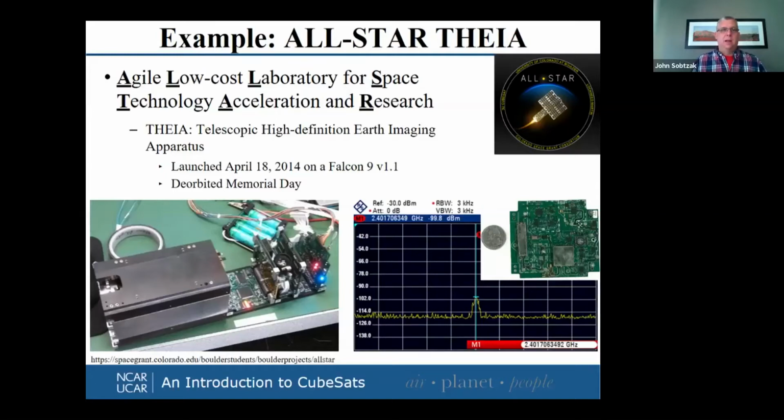It's a camera. I started working on this project in, I think, August 2011, until it launched on April 18th, 2014 on a Falcon 9. In the images on the bottom, on the far left, that's the camera. There are reaction wheels and torque rods inside, magnetorquers inside this casing to help turn it. This camera right here in the middle is a star tracker to help determine attitude. You see the battery pack.